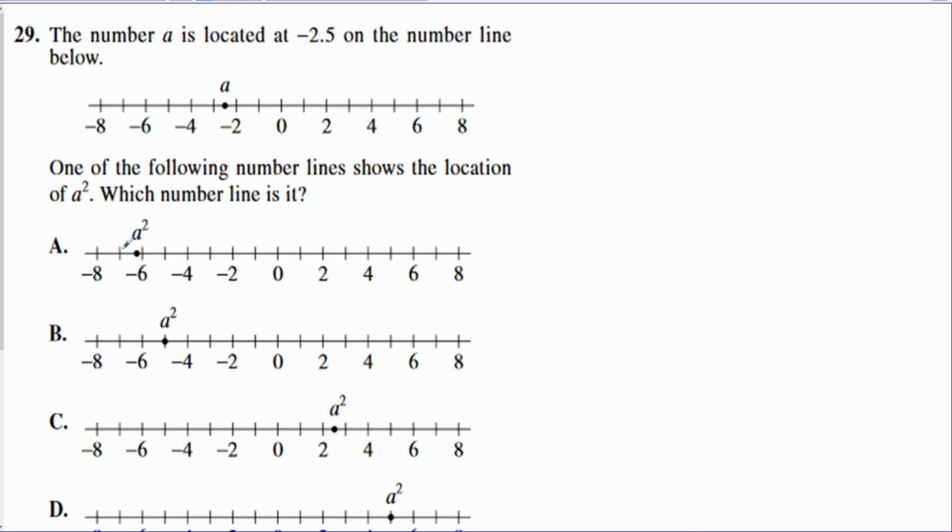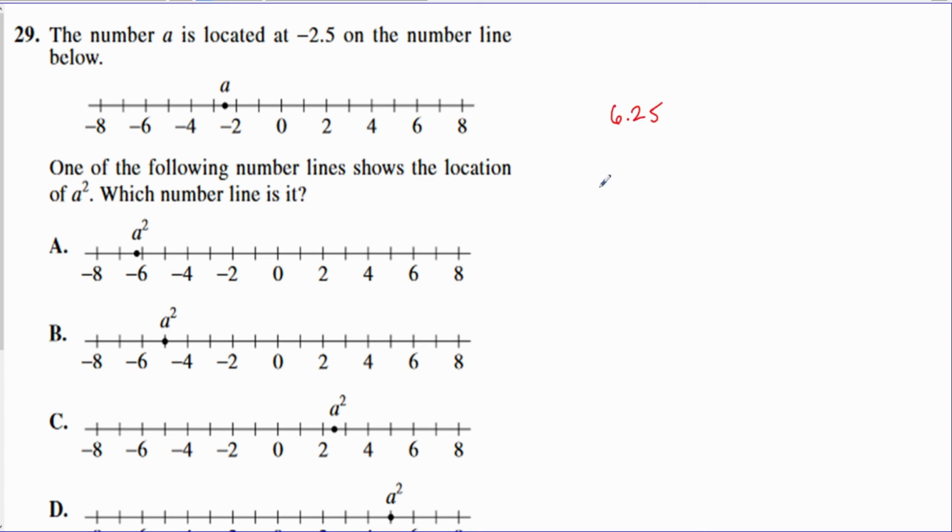Problem number 29. We got 2 more in this video. Okay, so problem number 29, it says the number A is located at -2.5 on the number line. One of the following number lines shows the location of a squared. Which number line is it? So if I'm going to say what is a squared, we need to square -2.5. Okay, so 2.5 times 2.5 is the number 6.25.